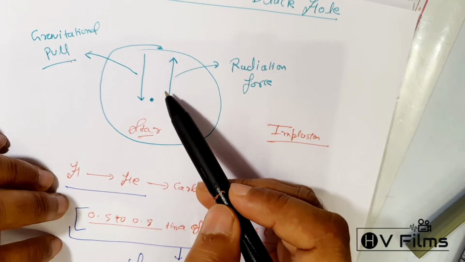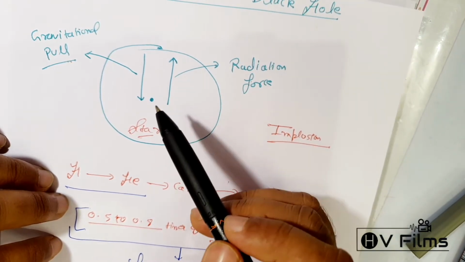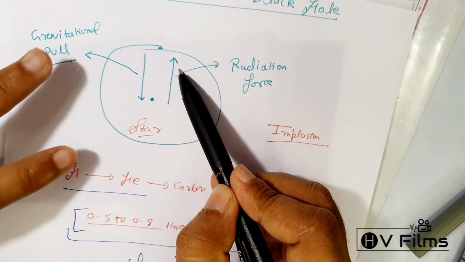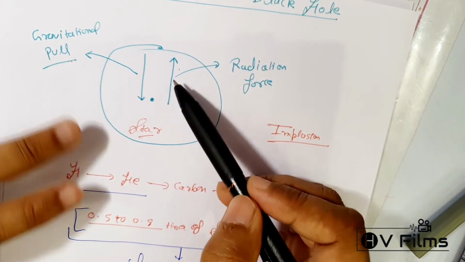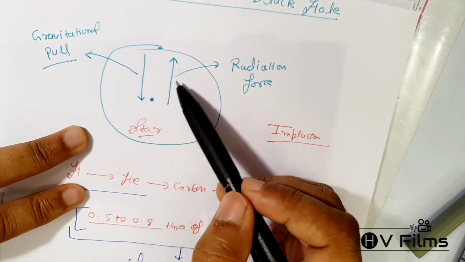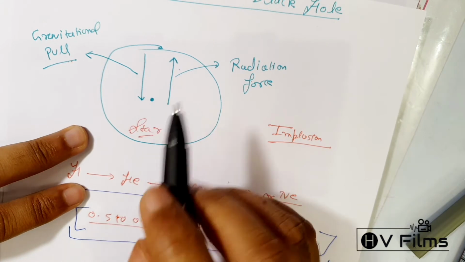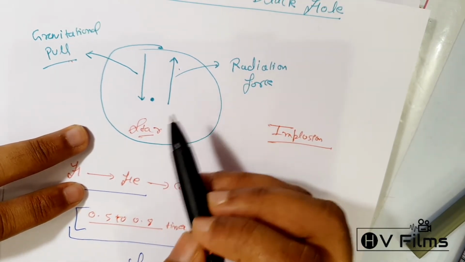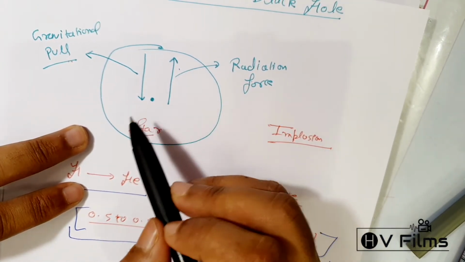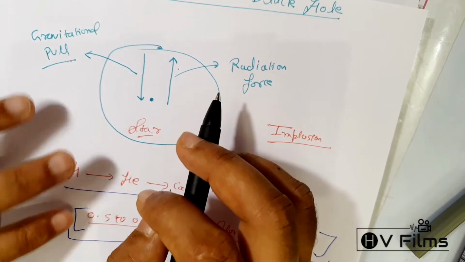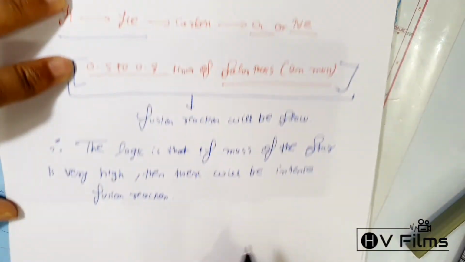So the radiation force will be very high, and it will be in excess of the gravitational pull. Therefore the balance and equilibrium that we are talking about, where they both balance each other, will deviate, and the balance will be more on the side of the radiation force. So it will completely upset the balance, and the star will explode.